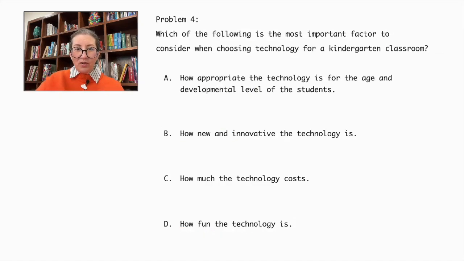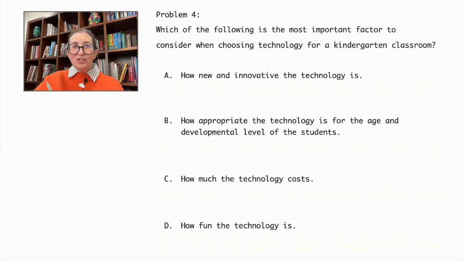Problem number 4. Which of the following is the most important factor to consider when choosing technology for a kindergarten classroom? How appropriate the technology is for the age and developmental level of the students, how new and innovative the technology is, how much the technology costs, or how fun the technology is.